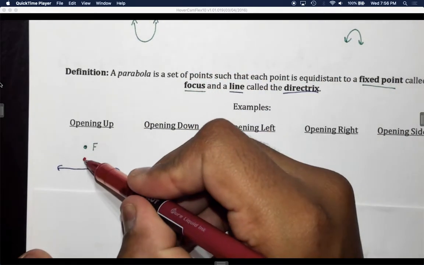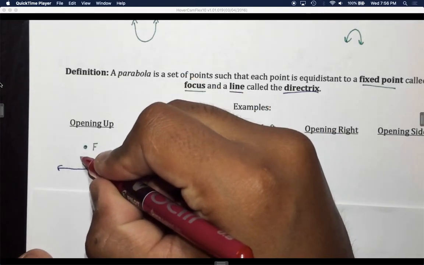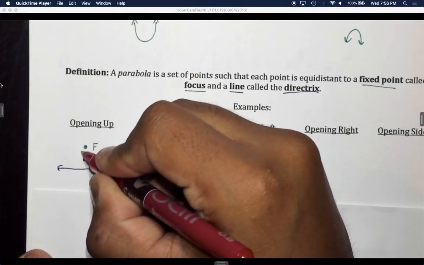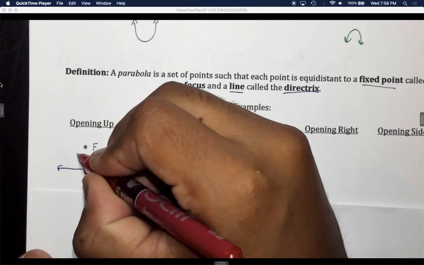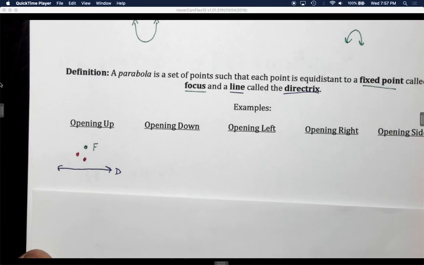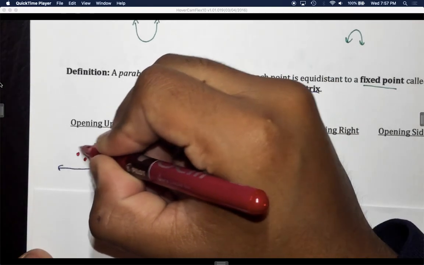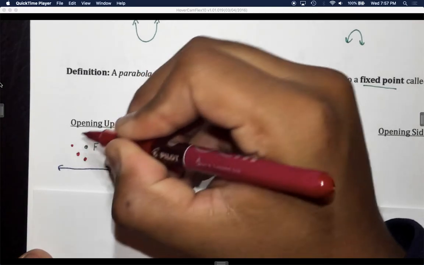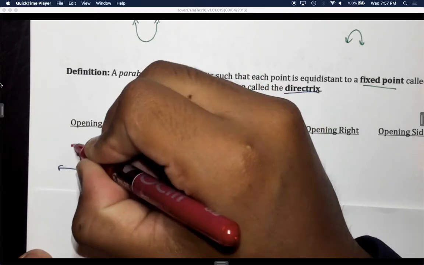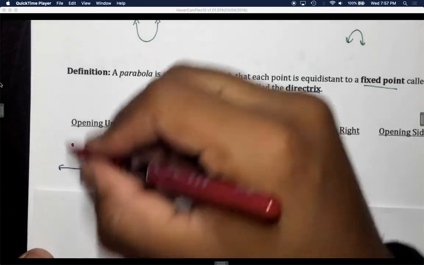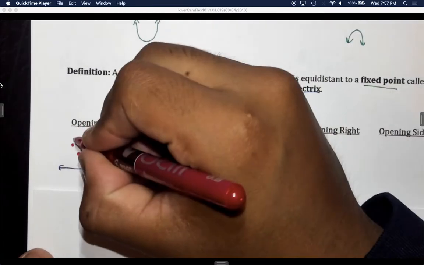Now that ain't the only point that's equidistant. If I go a little bit to the left, the distance here and the same distance to that directrix would roughly be right about there. And if I keep going left, if I look at the distance from my focus to that point, and that point to the directrix, and those are exactly the same, that would be another point on my parabola.